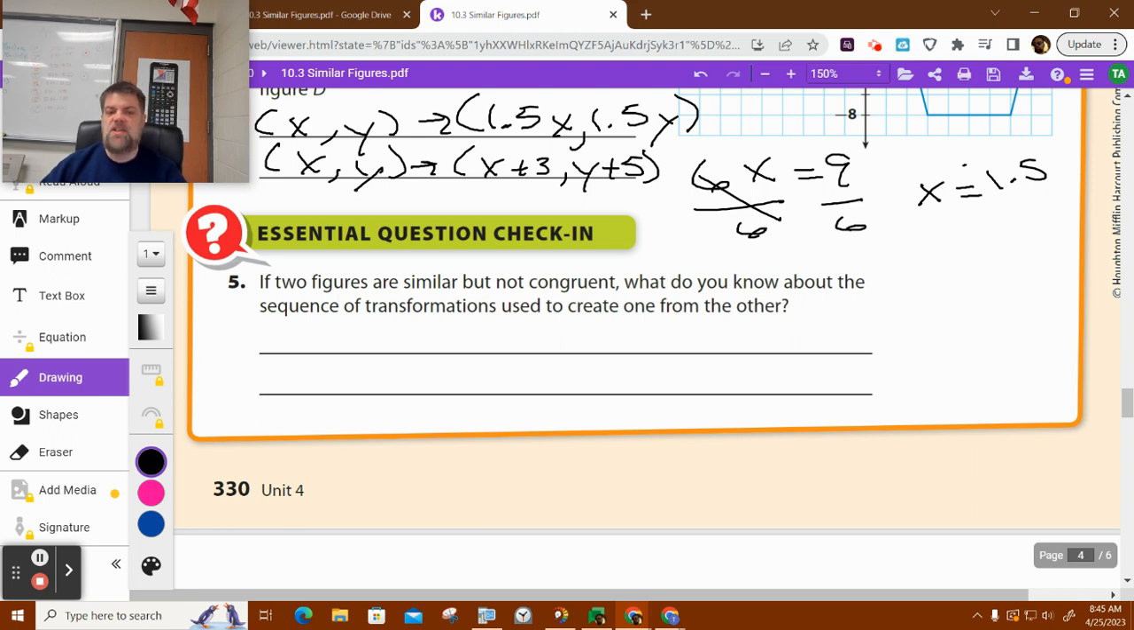Number 5 says if these two figures are similar, but not congruent, what do you know about the sequence? There's one dilation. Dilation makes them similar. So that's it. There's at least one dilation.